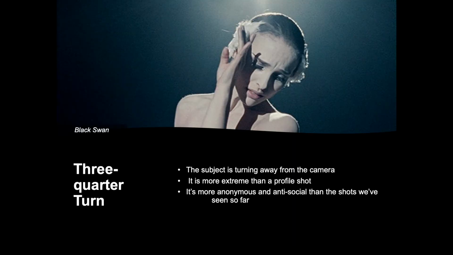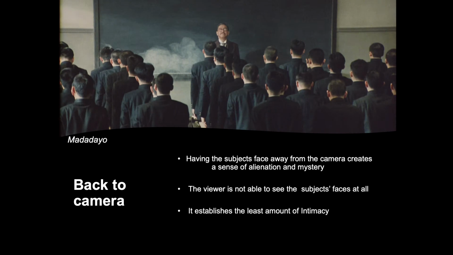Three-quarter turn. The subject is turning away from the camera. It's more extreme than a profile shot. It's more anonymous and antisocial than the shots we've seen so far. Back to the camera. Having the subject's face away from the camera creates a sense of alienation and mystery. The viewer is not able to see the subject's face at all. It establishes the least amount of intimacy.